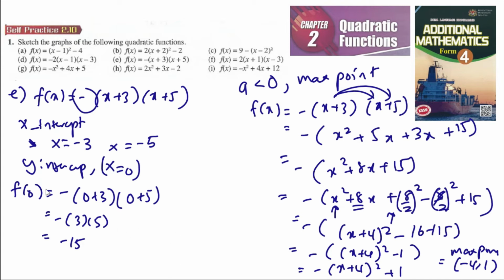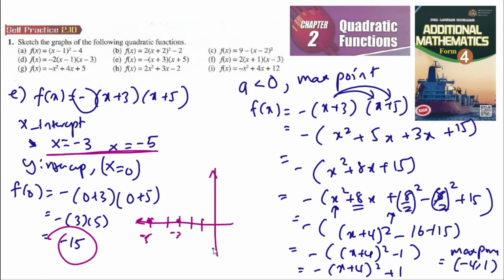So we see here the x-intercepts are -3 and -5. So the graph should be -1, -2, -3, -4, -5. So -3 and -5, maybe here and here. And then the y-intercept is -15, so maybe -15 somewhere here. And then the maximum point is (-4, 1), so -4 and maybe 1 around here.